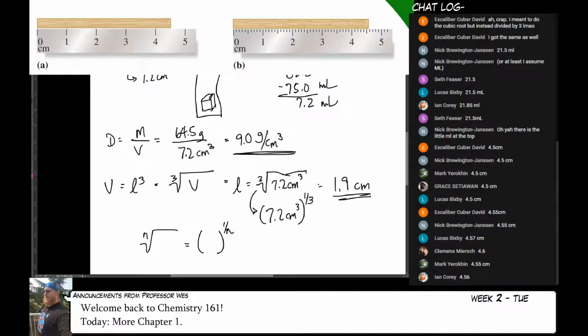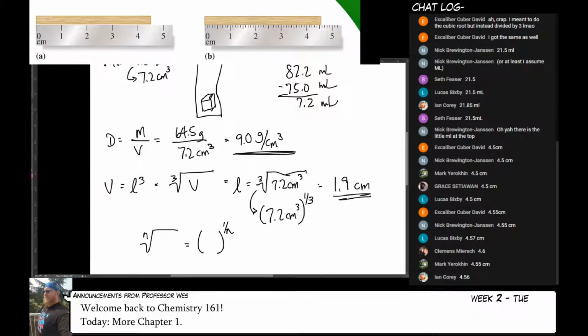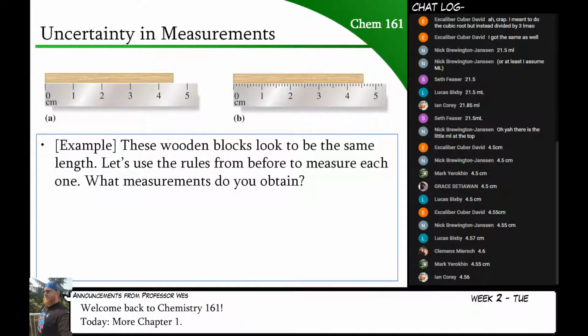Let me get this back on the screen so that I can use this later. And then we'll go over here. All right, so using the rules, I'm going to isolate the 2 marks that my object falls between. I'll write the smaller of the 2 marks, and then I will guess the next digit. So that's all I can write for ruler A.